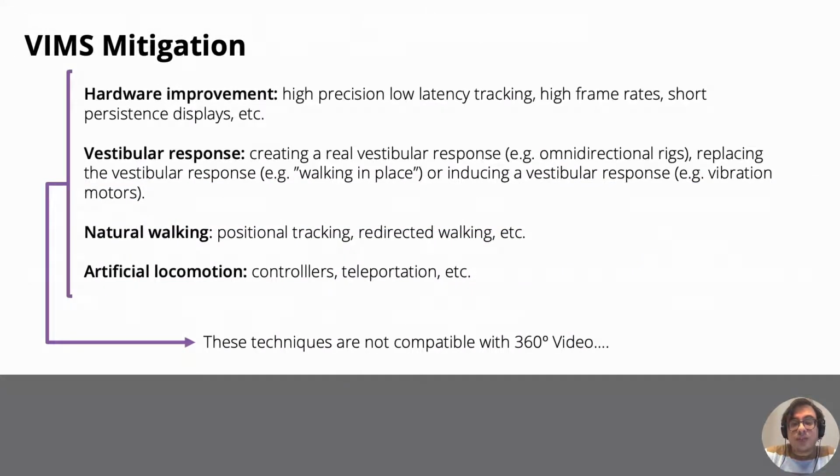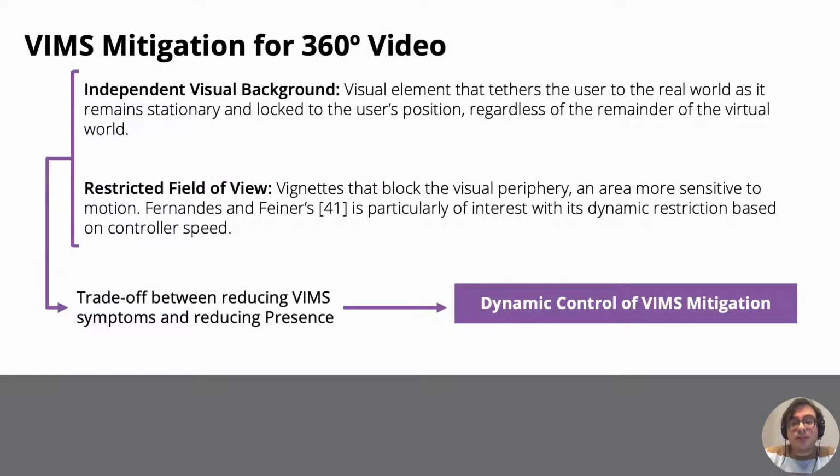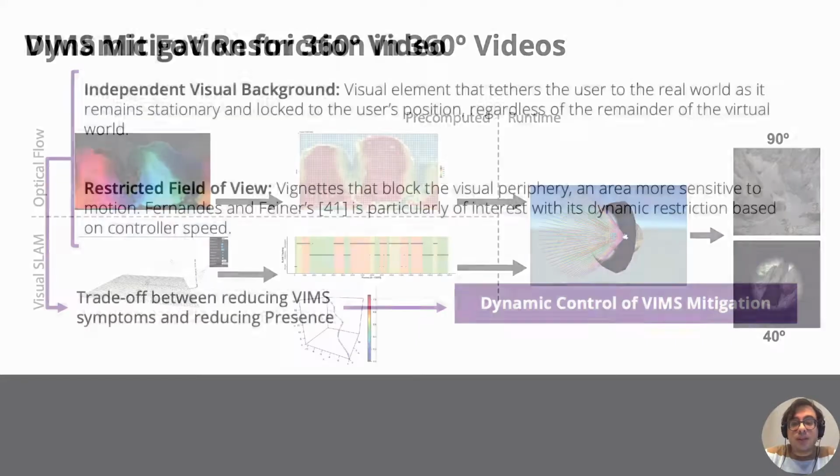Some techniques for symptom mitigation in VR include hardware improvements, creating vestibular responses, natural walking, and artificial locomotion interfaces. However, these techniques are not compatible with 360 video. For 360 video, techniques using visual optimization, like independent visual background and restricted field of view, have been shown to mitigate visually induced motion sickness. It is of interest that these techniques be designed to be less obtrusive, only being applied when needed.